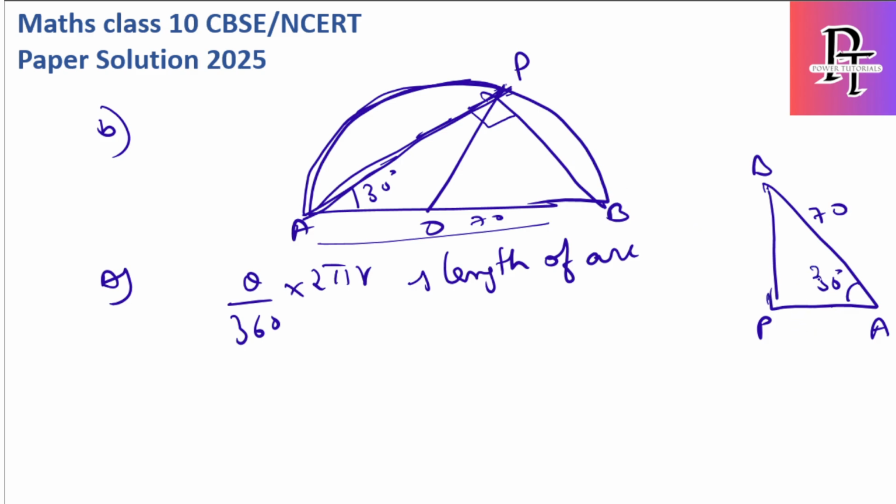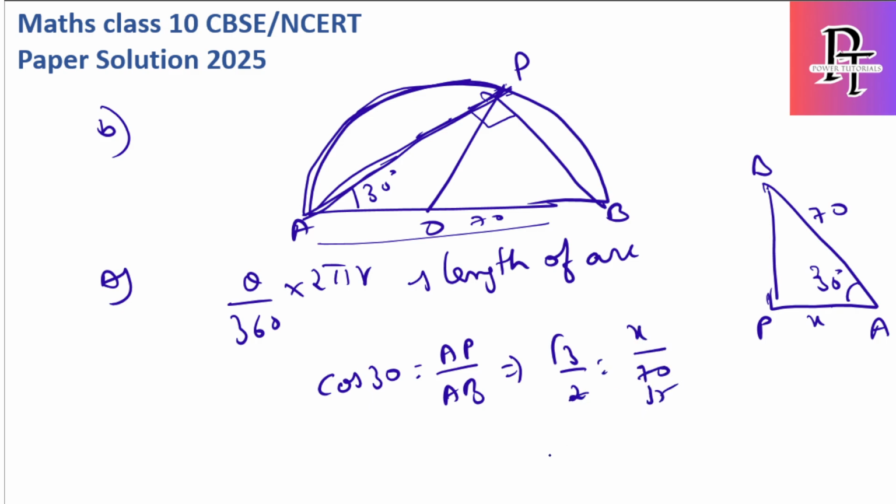So I will simply use adjacent by hypotenuse, so I will use cos theta. If I use cos theta, I can say cos 30 is equal to AP by hypotenuse, which is AB. So cos 30 is root 3 by 2 is equal to AP is how much? X by hypotenuse is 70, 35. Therefore PA value is 35 root 3. So this value is 35 root 3. I need to find this one using this arc. Then I need to add both to get the complete length. So that's why I told A part is easy when compared to B part. Okay, B is also easy, but we need to just understand how it is formed.